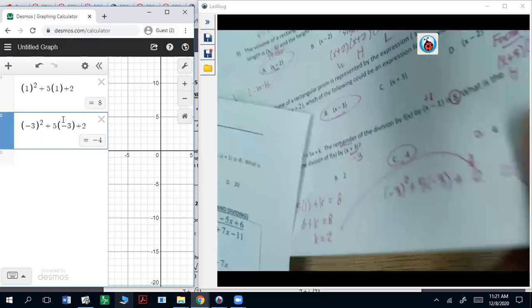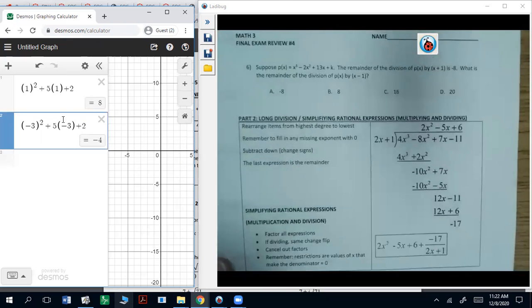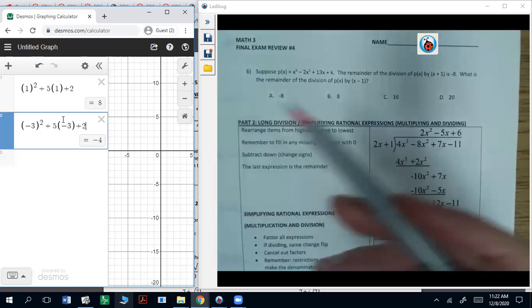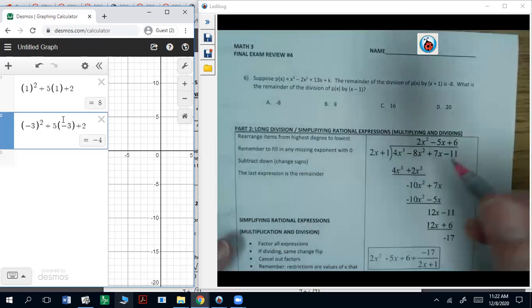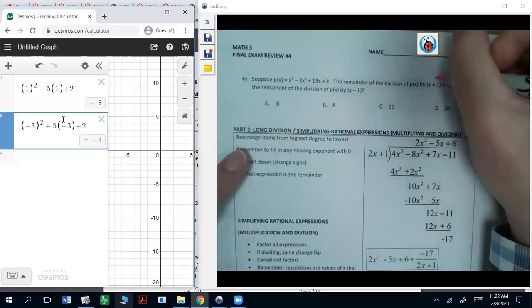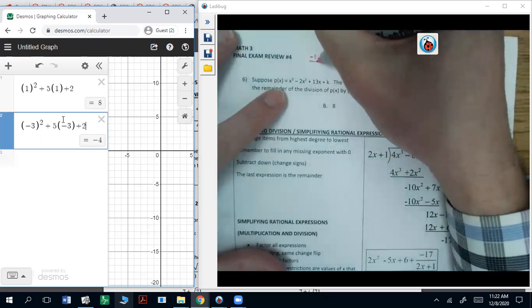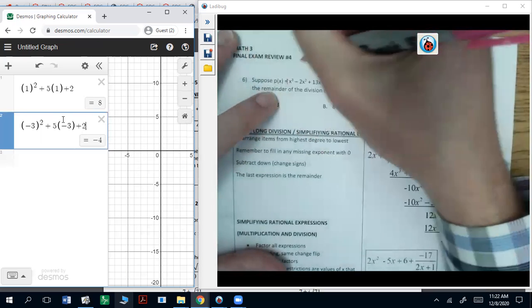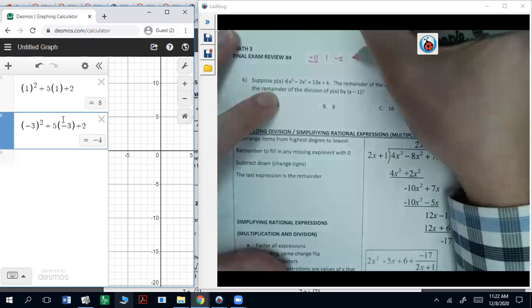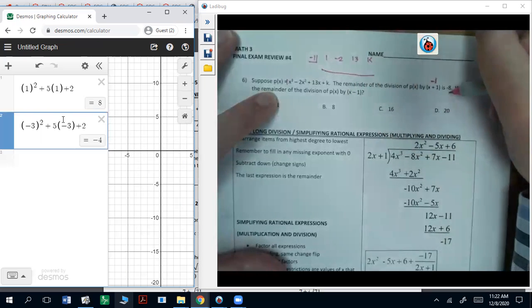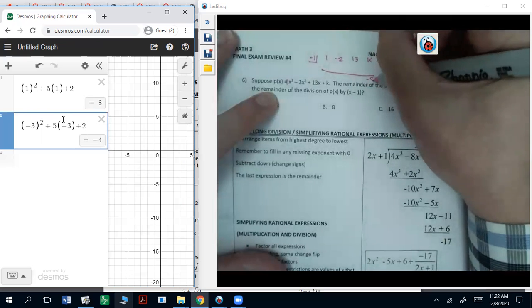Number 6, this is the last one on the synthetic division. This is very similar to the last one. Why don't we do this one using synthetic division so you can see how it differs. So in this case here, what you'll do is you'll plug in -1 and you do your coefficients. So it's going to be -1 in the box. Your coefficients are 1, -2, 13, and our unknown. But we know the remainder is -8.